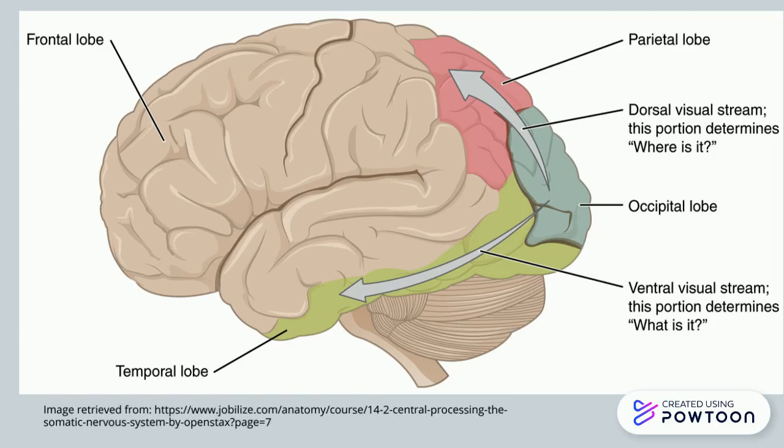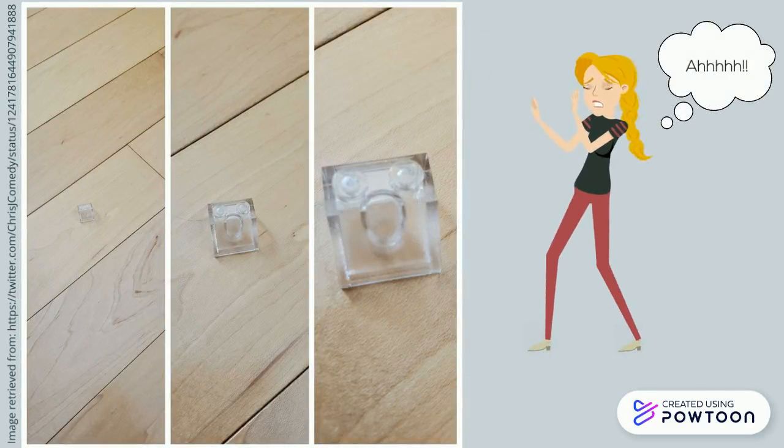The ventral stream projects from the primary visual cortex to ventral areas of the prestriate cortex, to the inferotemporal cortex of the temporal lobe, and is involved in object recognition. It lets us know that the cause of the pain was in fact a clear stealth Lego.